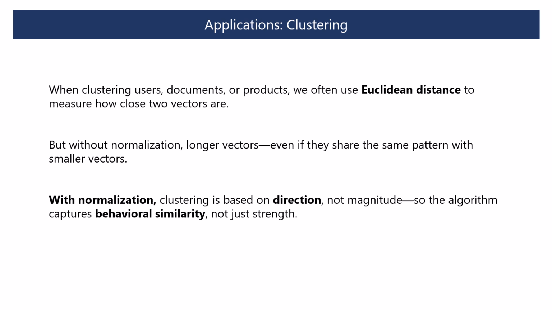Let's go through concrete applications where normalization using vector norms makes a big difference. The first is clustering. When clustering users, documents, or products, we often use Euclidean distance to measure how close two vectors are. But without normalization, longer vectors, even if they share the same pattern with smaller vectors, may appear far apart. With normalization, clustering is based on direction, not magnitude. So, the algorithm captures behavioral similarity, not just strength.